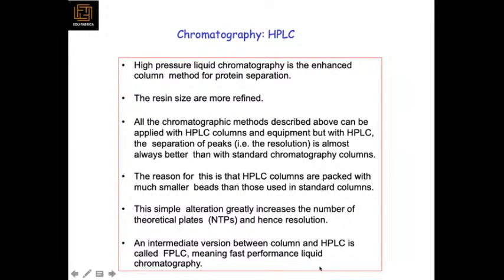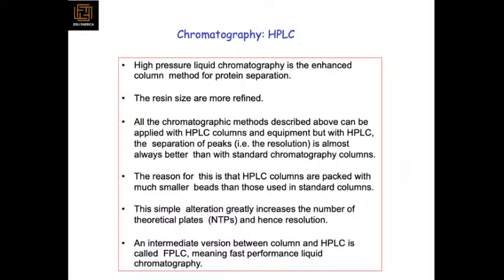Now comes the next part, HPLC, that is high pressure liquid chromatography. High pressure liquid chromatography is the enhanced column method for protein separations. Resin sizes are more refined in this case. Of all the methods that we have described so far, HPLC column equipment is the best one.